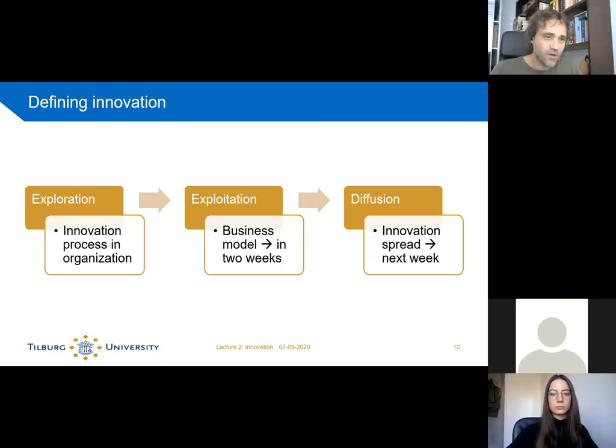When you have thought about the business model as an organization, you implement the innovation and you hope that the innovation spreads throughout the market. And the market is not like everyone in society, but it's your market. If you make products for a selected group, diffusion means that everyone in that group, or most of them, get the innovation. And that's spread of innovation and diffusion. We talk about that next week. So this week, most of the time, we talk about the innovation process in organizations and innovation types.